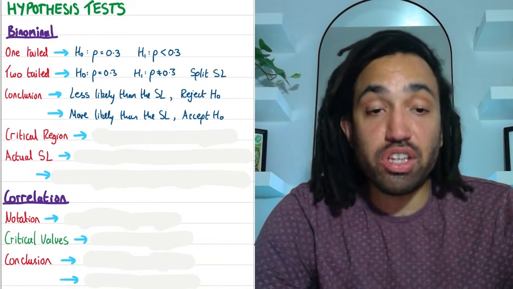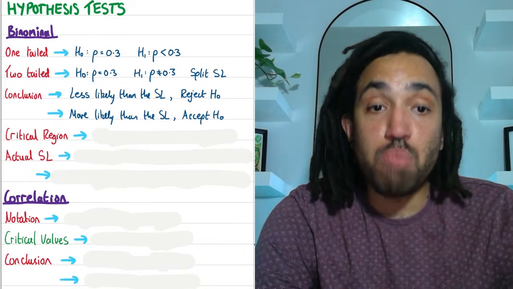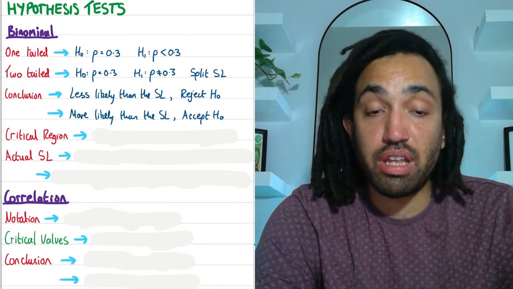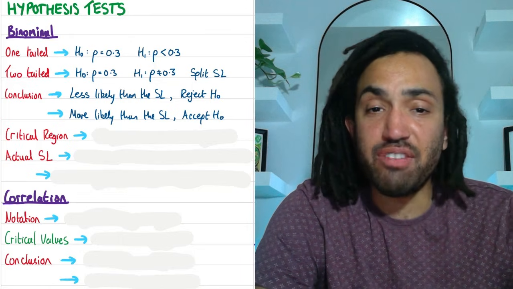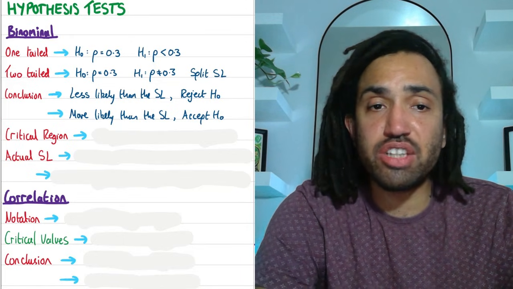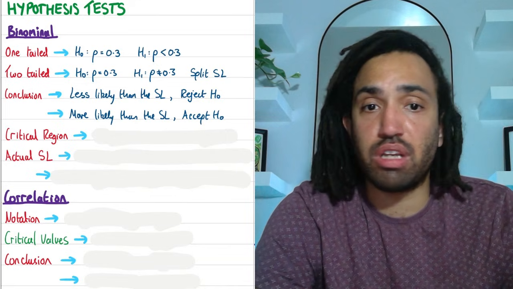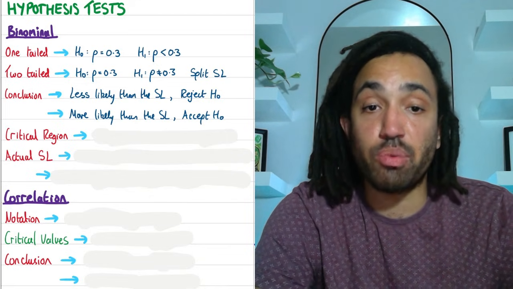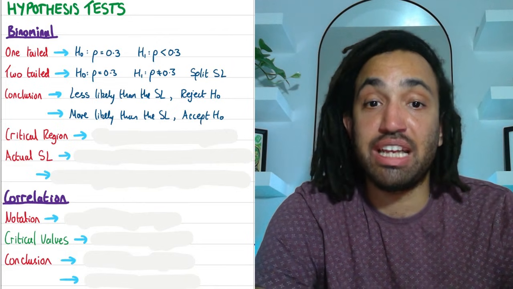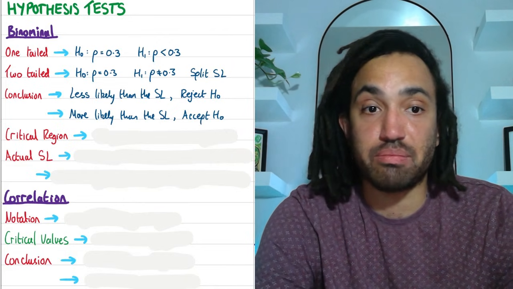Whereas if the test statistic is more than the significance level, then that means that it's a really likely event to happen. And if it's really likely to happen, then there's no reason for us to accept the claim that the probability has changed. No, we don't. We accept H0, the probability has stayed the same as it always has.